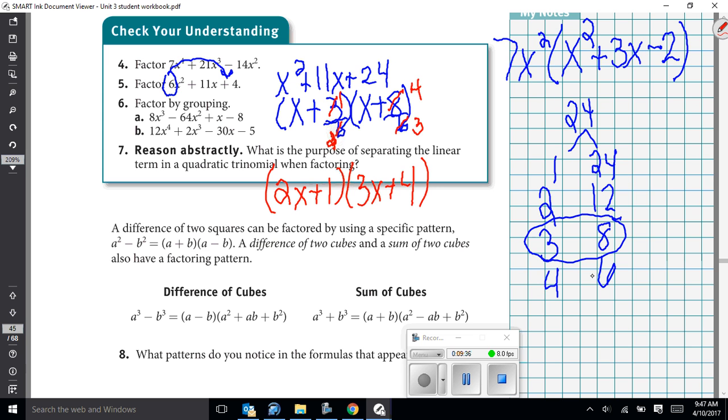You can also use the quadratic formula to find your x's. Just remember that that gives you x equals. So you need to move everything over.